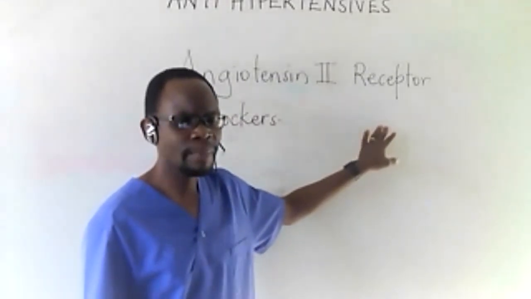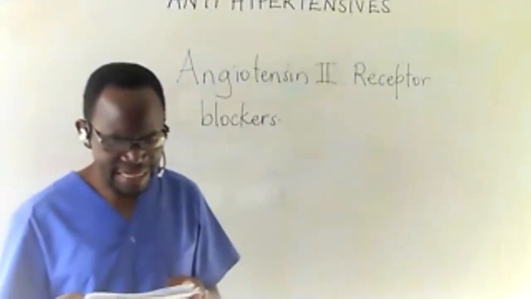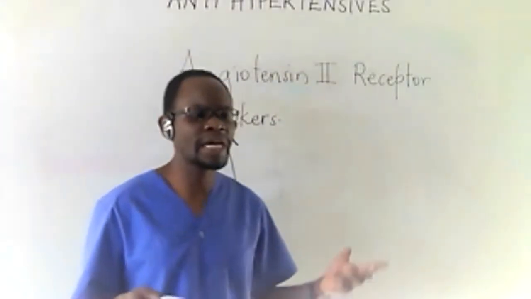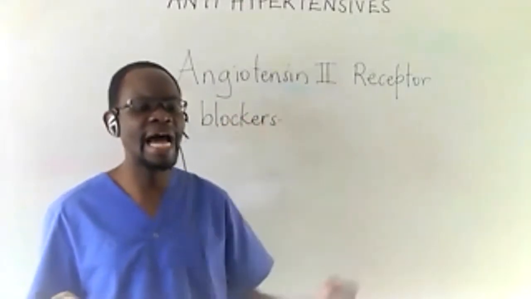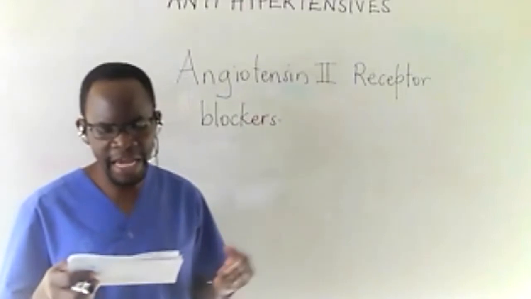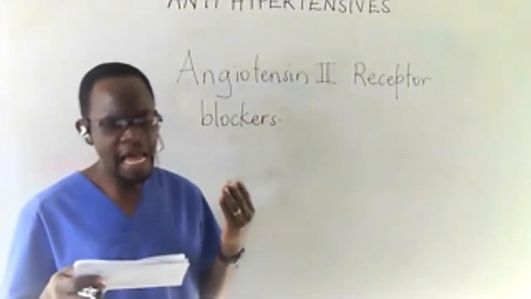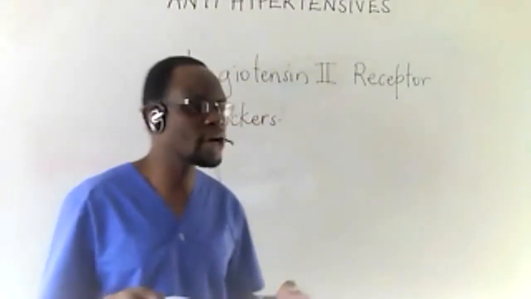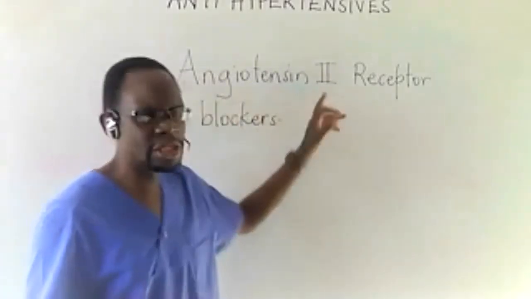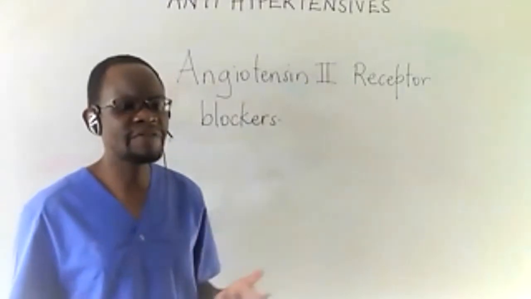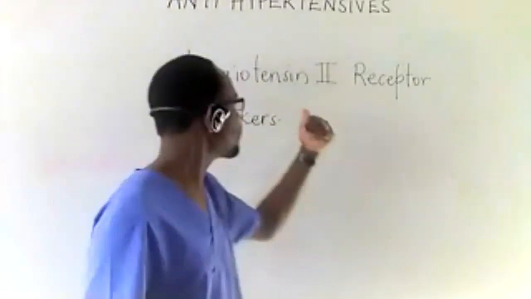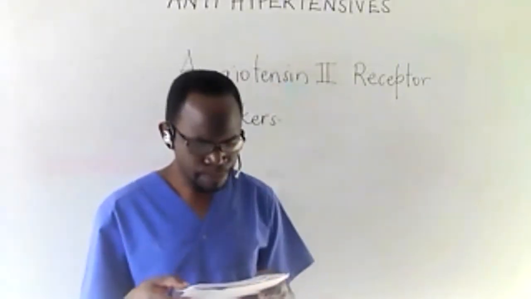Is that clear? All right. So where are these receptors located? Remember, we said in the arterioles, in the smooth muscles, in the venous smooth muscles, the adrenal cortex, among others. So they block those receptors so that angiotensin 2 cannot act. And if it cannot act, then you will not have the effects of angiotensin 2.